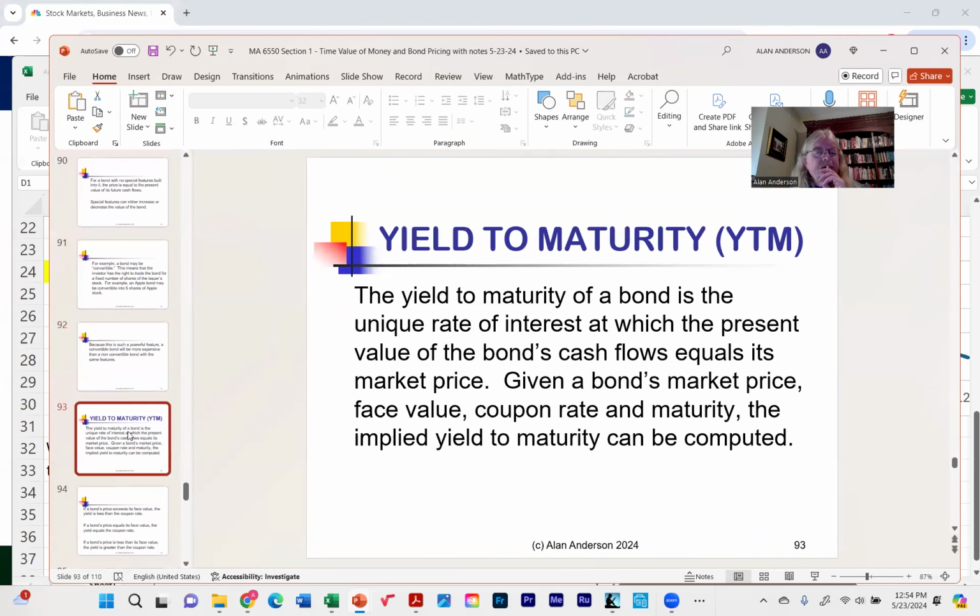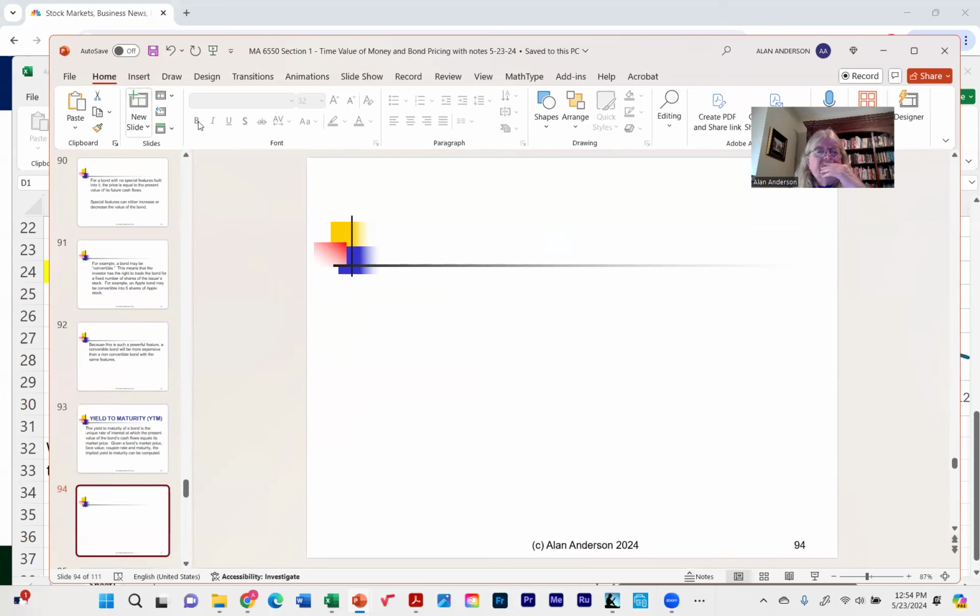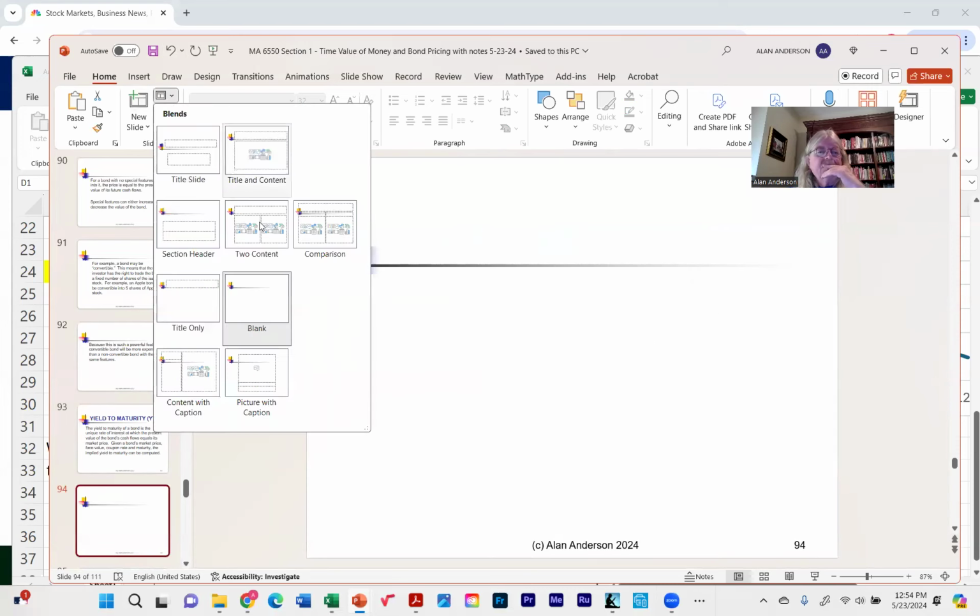Now, here's an interesting thing to discuss. The yield to maturity. We want to take a closer look at the yield to maturity. Up to this point, we've been taking it as given and then using that to calculate the bond's price. But it turns out we can actually work this backwards. In other words, if I know the bond's price, coupons, the maturity, and all the rest, I can figure out the implied yield to maturity.